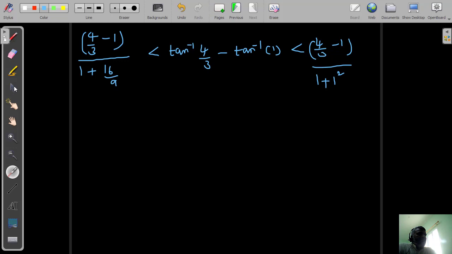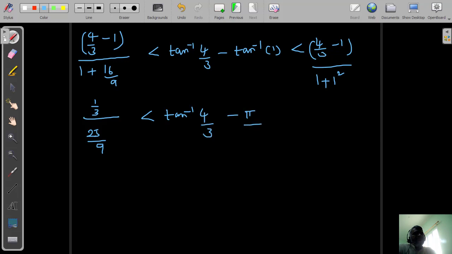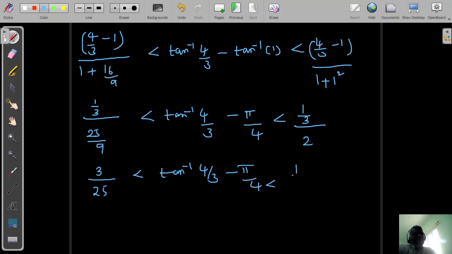So the next step, I am writing here: this value will be 1 by 3 divided by 25 by 9, which is less than tan inverse of 4 by 3 minus tan inverse 1, which is pi by 4, less than 1 by 3 divided by 1 plus 1 square, which is 2. After that, the 9 goes to the numerator and 3 to the denominator, 3 times 3 is 9, so 3 cancels out and 3 by 25 is left. So less than tan inverse, so we can say 4 by 3 minus pi by 4, again less than 1 by 6.